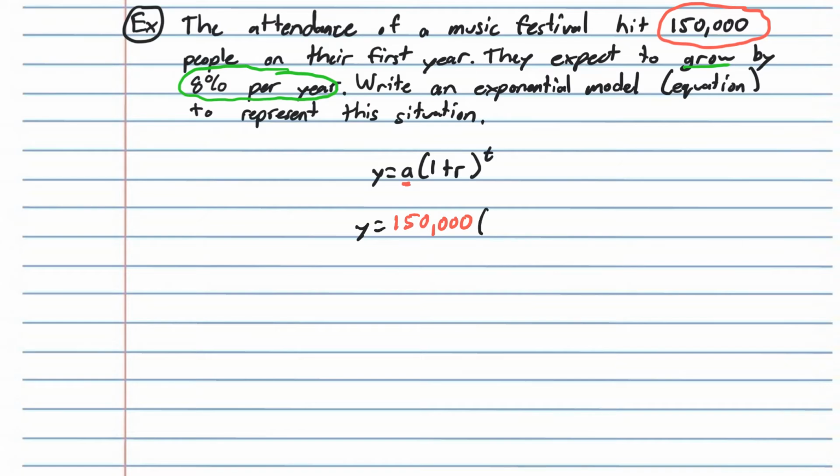Okay, and then times, it's always going to be 1 plus, or if it's decay, 1 minus. And then R is 8%. Now, quick review on percentages.